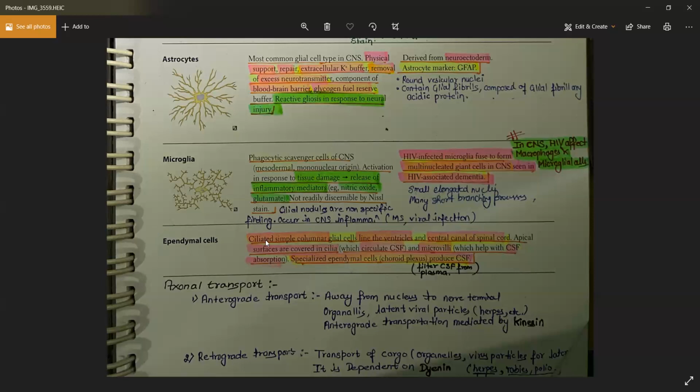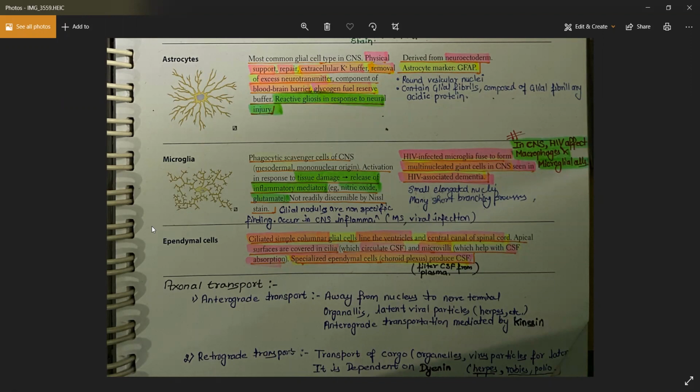Nothing much to know about these cells. They are basically ciliated simple columnar epithelium. Because of the cilia, they can cause the movement of the CSF, right? If the cilia are not present, then the movement of the CSF won't be there. So these are ciliated simple columnar epithelium, and they will modify to form the choroid plexus. They will produce the CSF, cause the flow of the CSF, and line the ventricles. Any doubt?